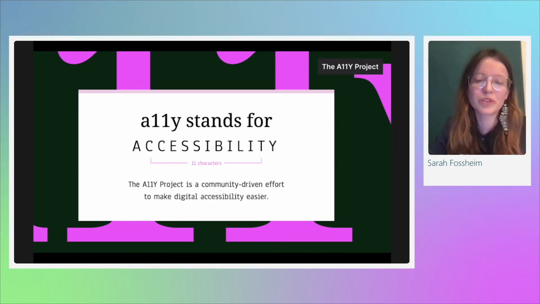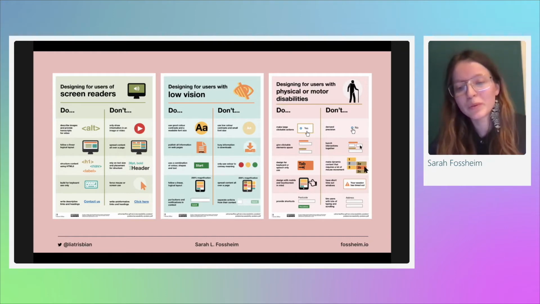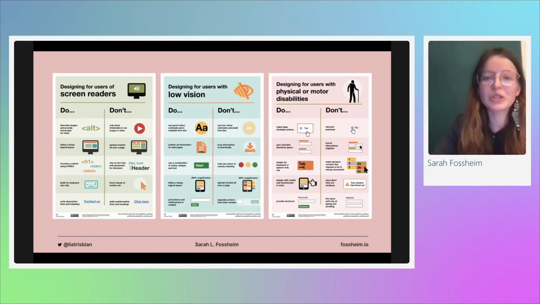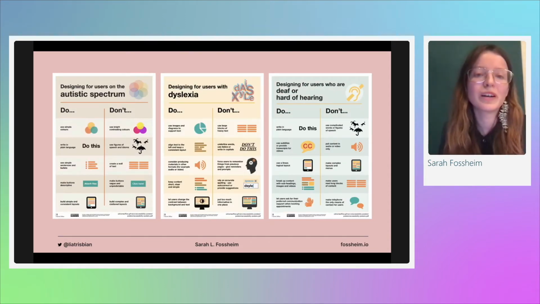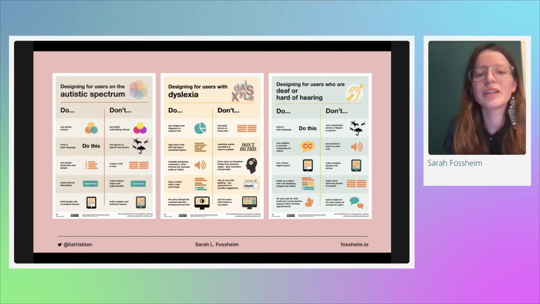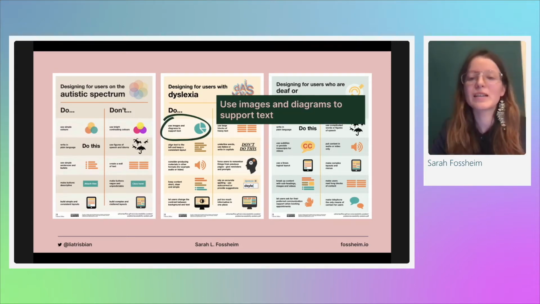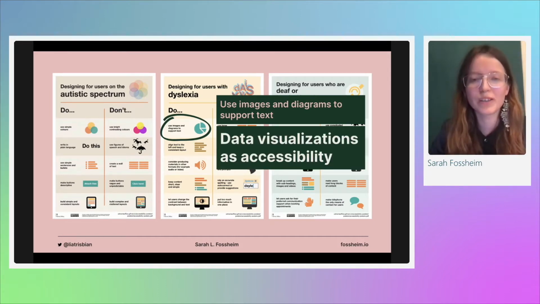And same with the posters of the UK Home Office. I'm also not going to go through all the elements that you see here, but if you want to read the posters, they have them in both PDF format and text format on their GitHub, which is ukhomeoffice.github.io. But something I think is interesting that they point out is that, for example, for people with dyslexia, you want to use images and diagrams to support text. So that basically says that data visualization in itself is already something we do to make something else more accessible.